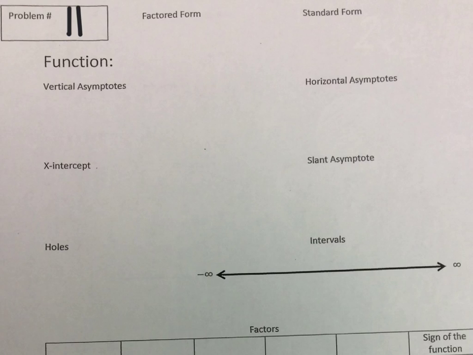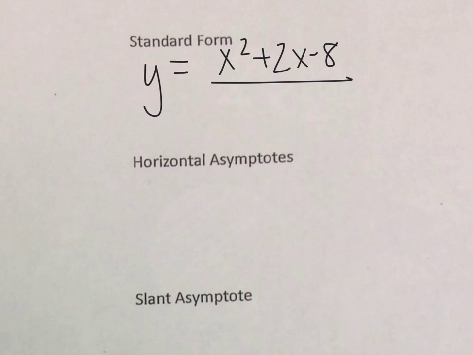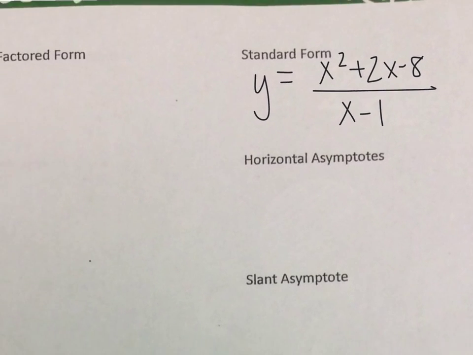I'm going to help you start problem 11, but first you need to know that on problem 11 there was a typo, and standard form should have been y equals, or f of x equals, x squared plus 2x minus 8 divided by x minus 1. So that's what standard form should have been, which allows us to factor.